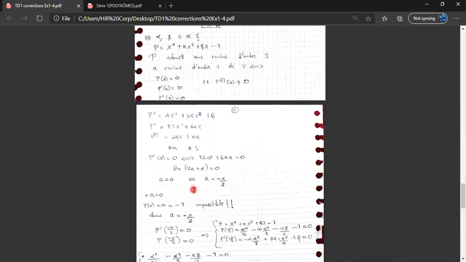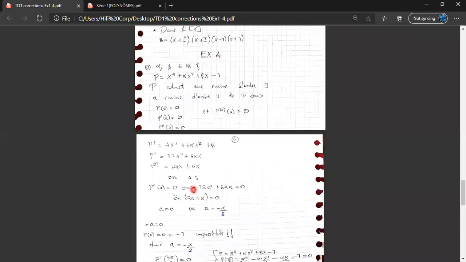Then, what do we have? So we have come up with the equation. So now let us put the racine. Mind you, our main aim here is to find this and this. So let us put our racine. So what we're going to do here, we put our P double prime of R equals to 0.